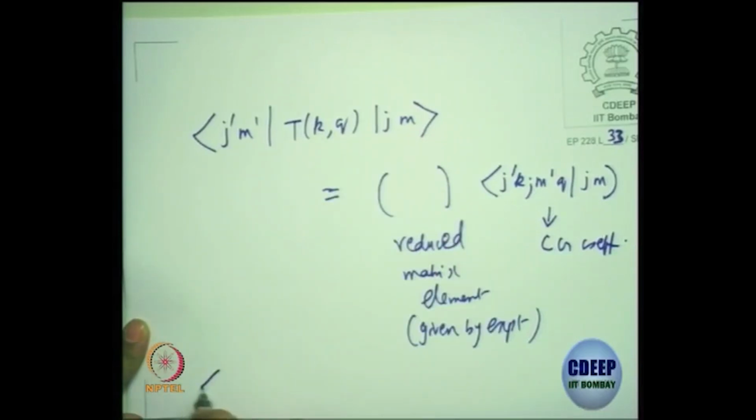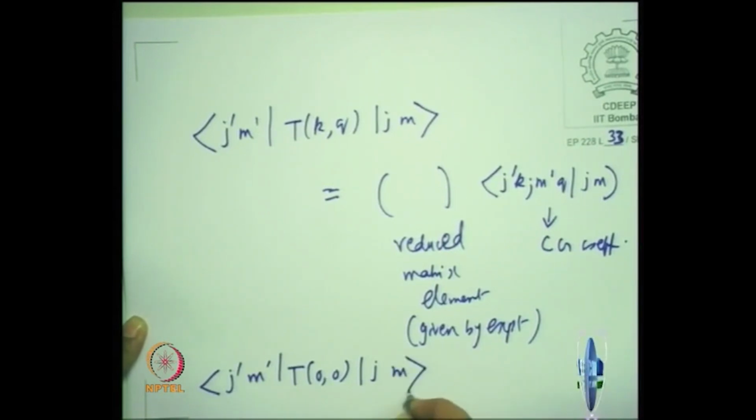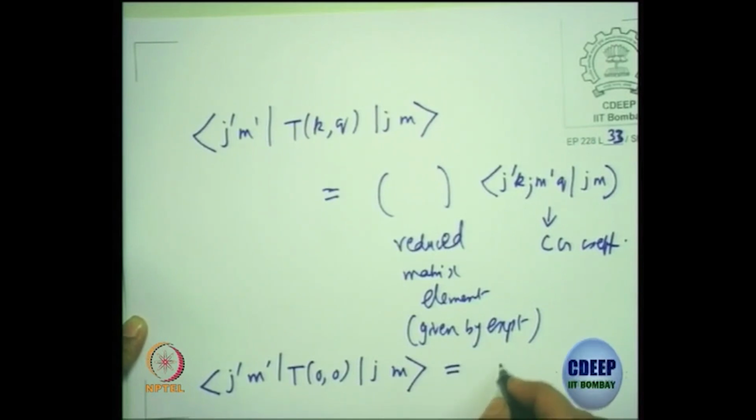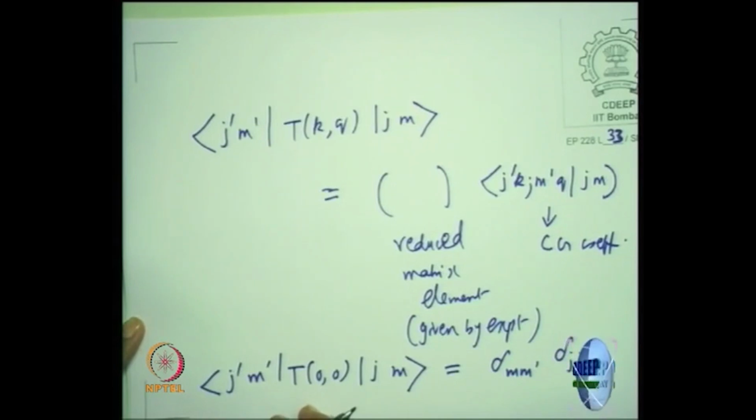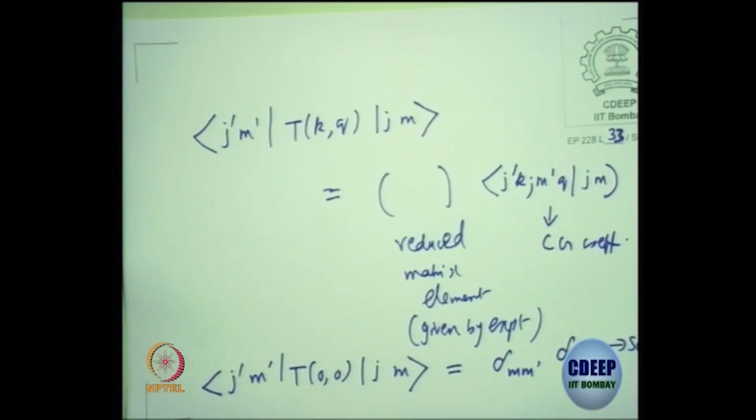From here, we can say that j prime m prime t of 0 comma 0 j m will be delta m m prime delta j j prime. Okay, it's like an identity operator. The states are orthogonal, so only diagonal elements will contribute for a scalar operator. This is a scalar, which is a rank 0 tensor. Is this clear? So now let's do it for the vectors.